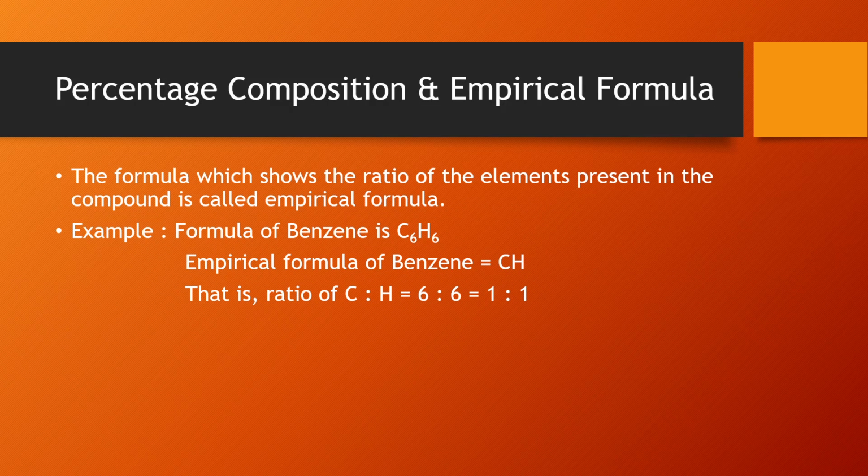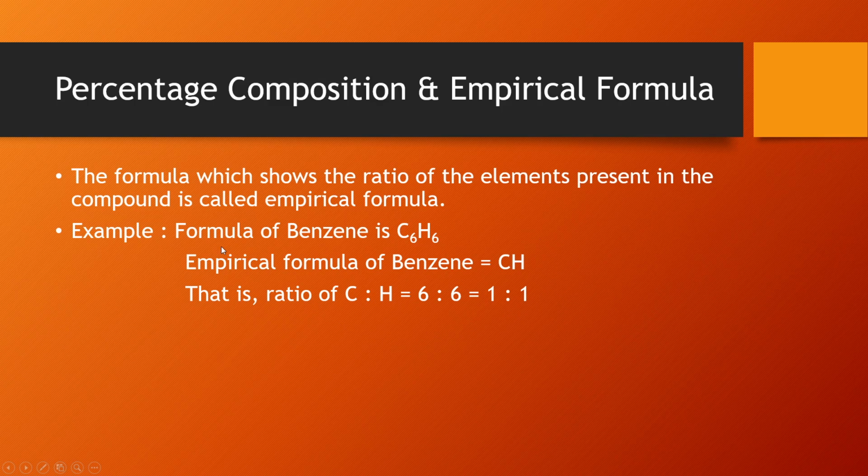So the next topic will be the percentage composition and empirical formula. We have determined the percentage composition. If we determine the percentage composition, we can calculate the empirical formula of a molecular compound. The formula which shows the ratio of the elements present in the compound is called the empirical formula. It means how many atoms are present in the molecular formula, with a ratio, and the ratio must be an integer.